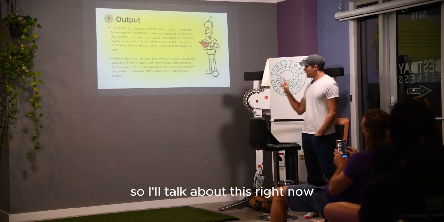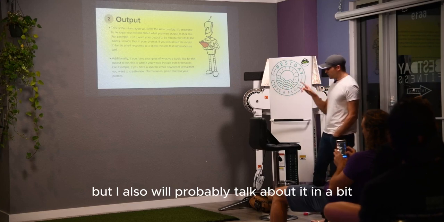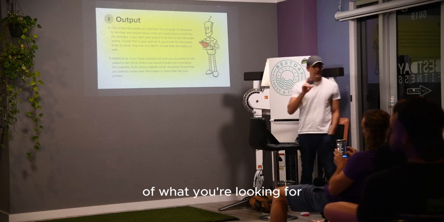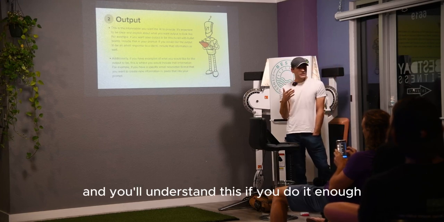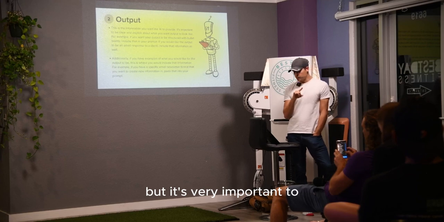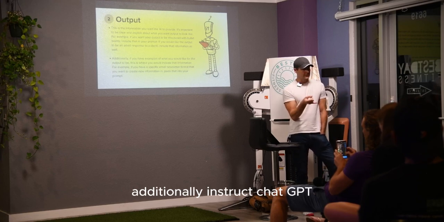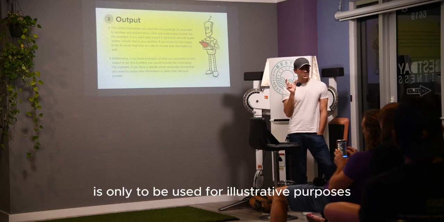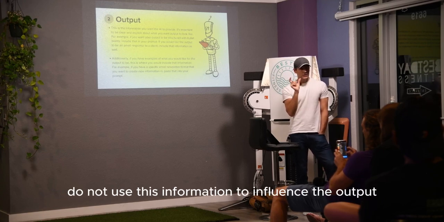So I'll talk about this right now, but I also will probably talk about it in a bit. When you're looking at giving examples of what you're looking for, it's very important, and you'll understand this if you do it enough, but it's very important to additionally instruct ChatGPT: the example that I'm giving you here is only to be used for illustrative purposes. Do not use this information to influence the output.